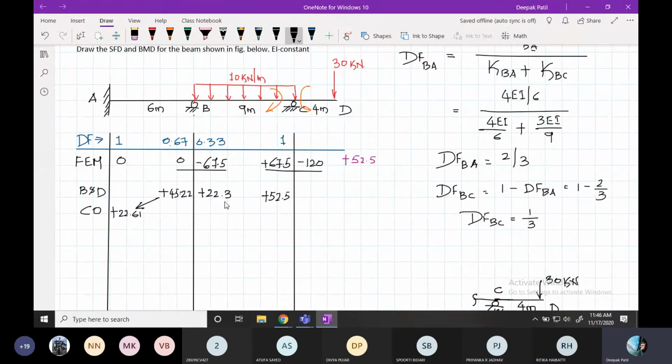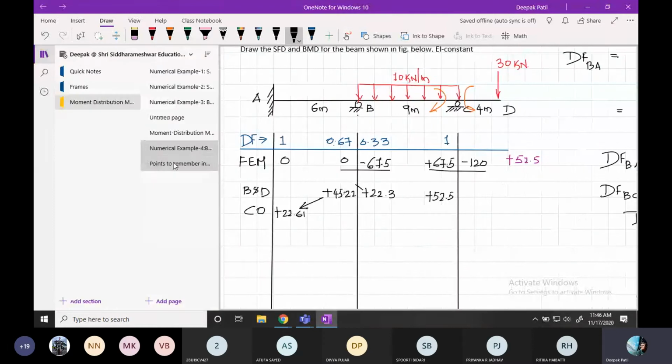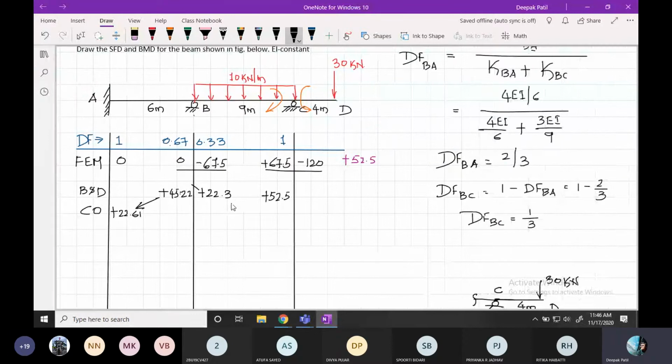Will you carry over from B to C? Yes or no? No, sir. Why not? I will open the points to remember, where you have to carry over and where you should not carry over. I have written all those things here. I told you why you should not carry over from B to C.